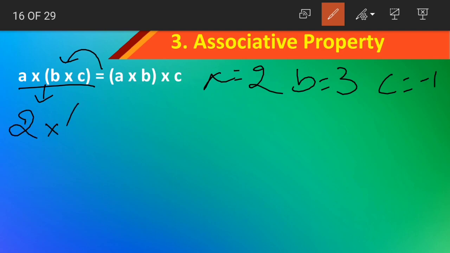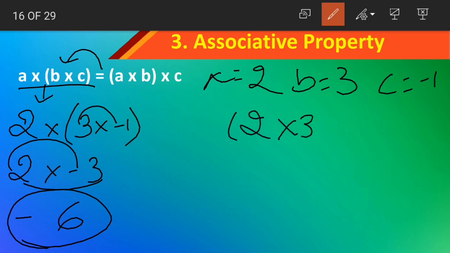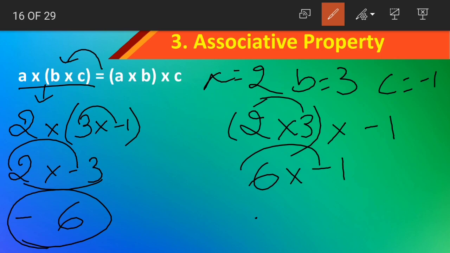The equation which is on the left side of the equal to. A is 2 into B is 3, again into C is minus 1. 2 into minus into plus becomes minus, 3 ones are 3. Again, two signs are different, so the answer will be negative. 2 3s are 6. Our LHS answer is minus 6. Coming to RHS, 2 into 3 brackets close into minus 1. 2 3s are 6 into minus 1. Both the signs are different, so the answer will be negative. 6 ones are 6. RHS is also minus 6.